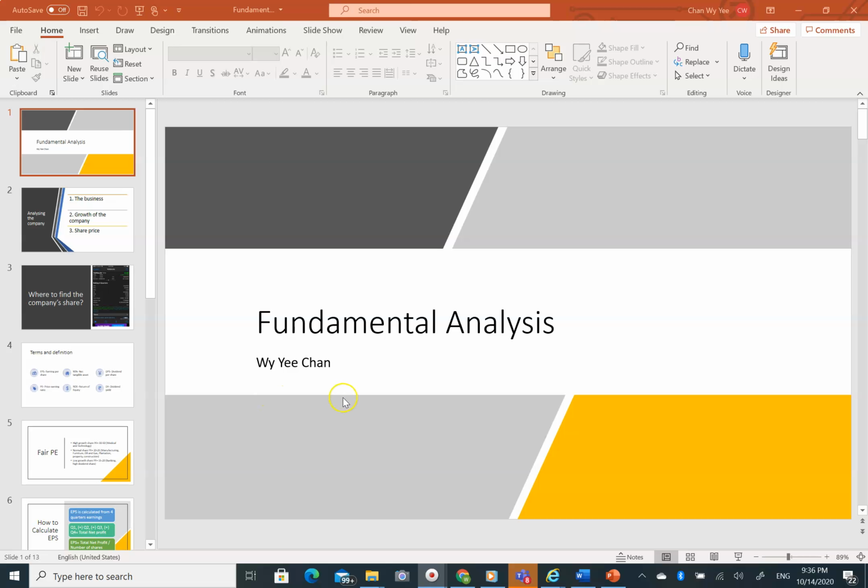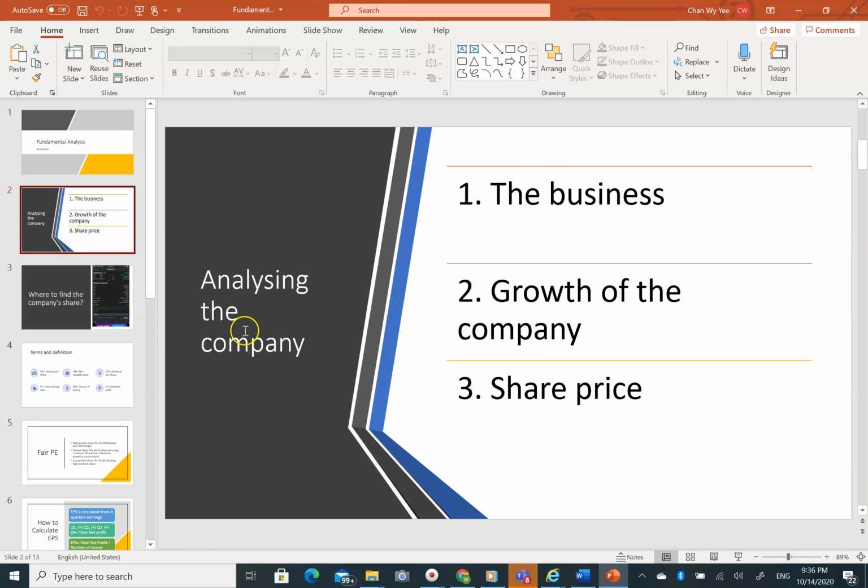Okay, hi. Today we are going to learn how to calculate and analyze fair share value. I call this the fundamental analysis. First of all, before we actually start analyzing the share price of the company, we need to analyze the company itself. We need to take a look at the business.